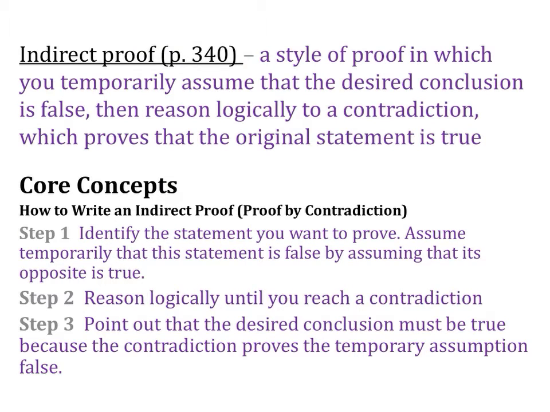So indirect proof, it's a style of proof in which you temporarily assume that the desired conclusion is false, then reason logically to a contradiction, which proves that the original statement is true.